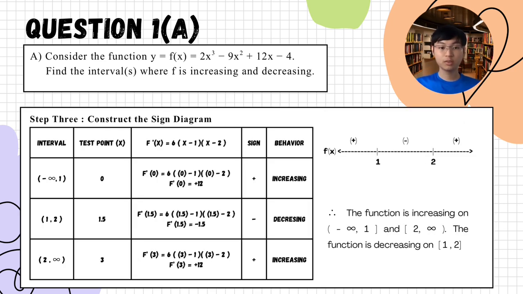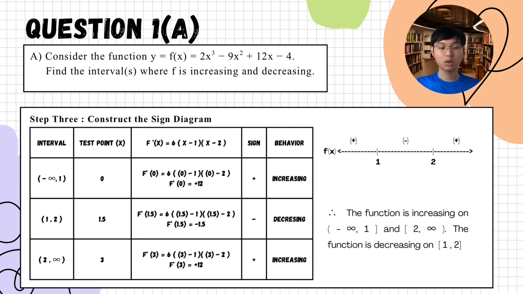In step 3, we need to construct the sign diagram. But let's test our function to see if it is correct. For the interval (-infinity, 1), we test point 0 and substitute into our derivative function. We get positive 12, with a behavior of increasing.